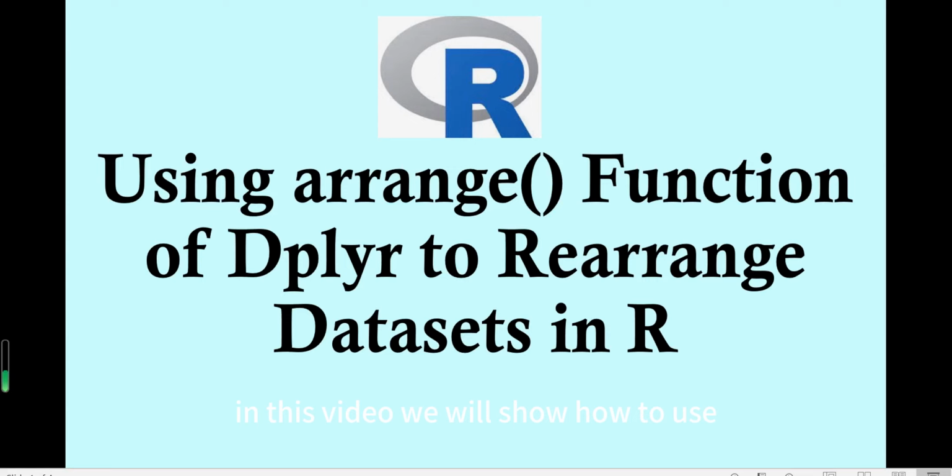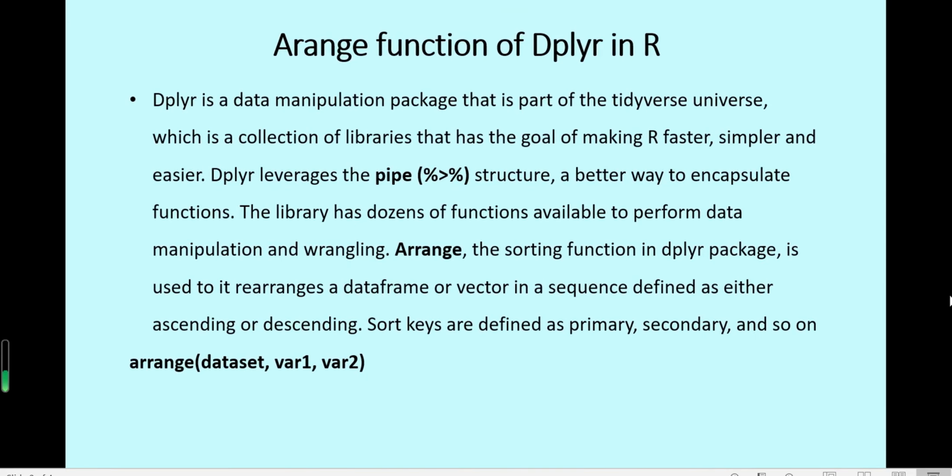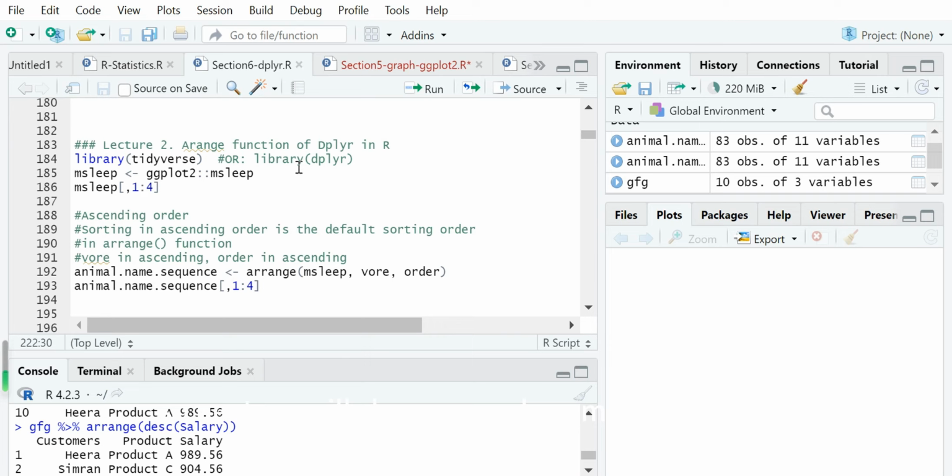In this video, we will show how to use the arrange function of the dplyr package to rearrange datasets in R. So dplyr is a data manipulation package that is part of the tidyverse framework, which is a collection of libraries with the goal of making R faster, simpler, and easier. And dplyr uses this pipe symbol structure, and the arrange function in dplyr is for sorting datasets based on some variable called the key variable, or primary, secondary variable, and so on. Next we will show several examples in RStudio.